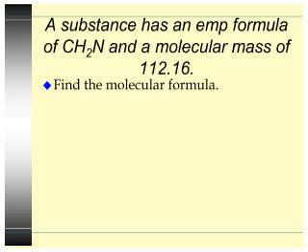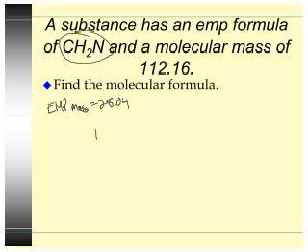A substance has an empirical formula CH2N and a molecular mass of 112.16. Find the molecular formula. So here's my empirical formula, and what I'm going to do is find the empirical mass of that. Carbon is 12.01. Hydrogen is 1.01, but I have 2 of them, so 2.02. And nitrogen is 14.01. Where are these numbers coming from? I'm dealing with a mass, so grams means go to the periodic table. So my empirical mass equals 28.04. Now, my molecular mass is 112.16.